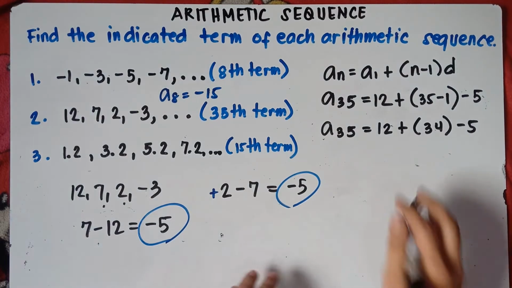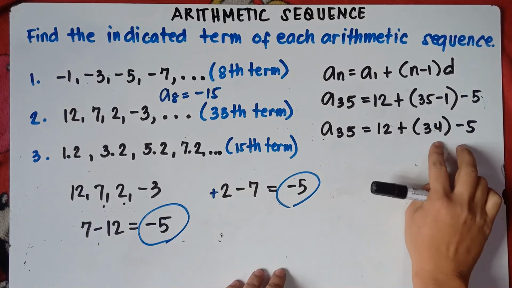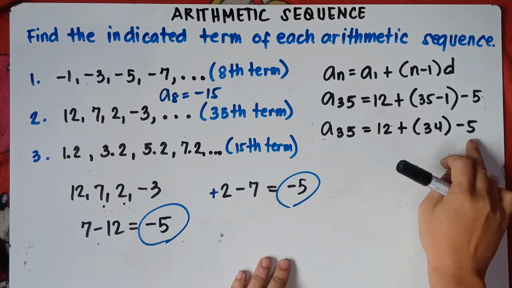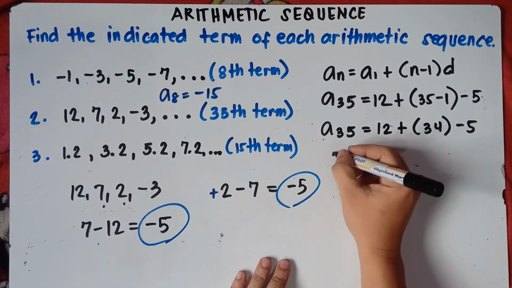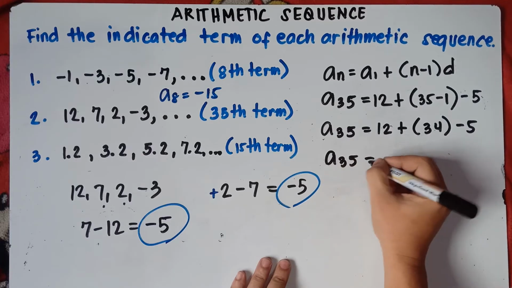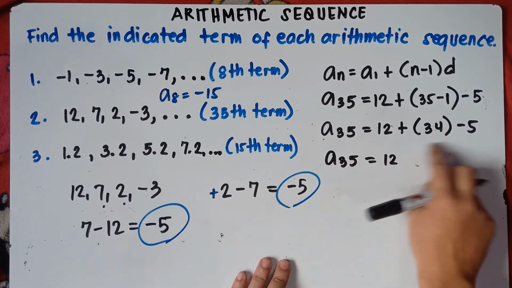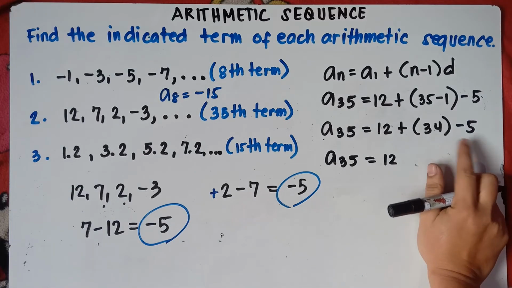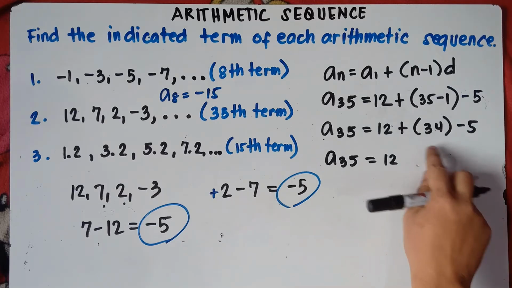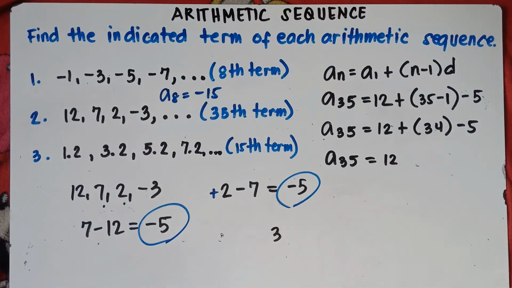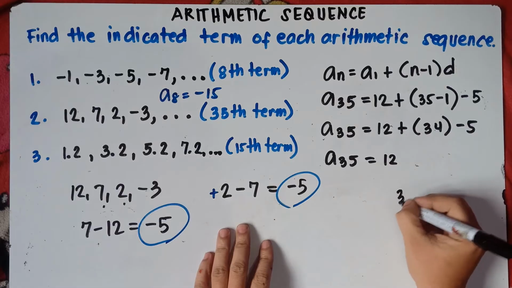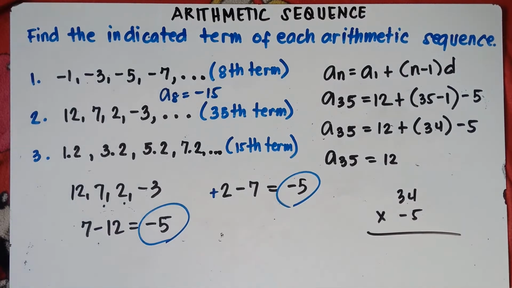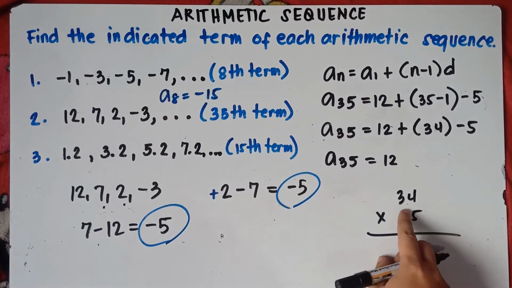Alright, so once again, class, multiply this one. Multiplication comes first before addition. If you have this parenthesis close to this number, it means multiplication. So this will be a sub 35 equals 12. Then multiply this one, class: 34 times negative 5. Let me just multiply it here. 34 times negative 5, or 34 times 5.